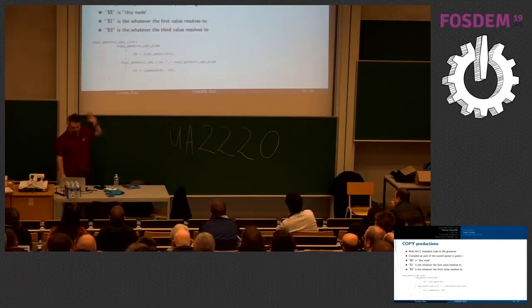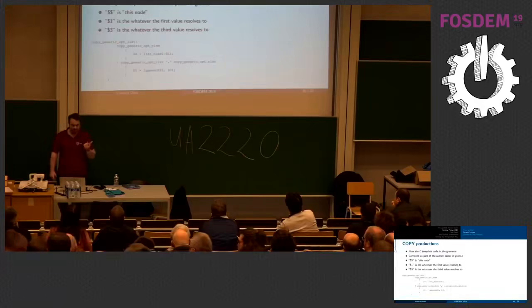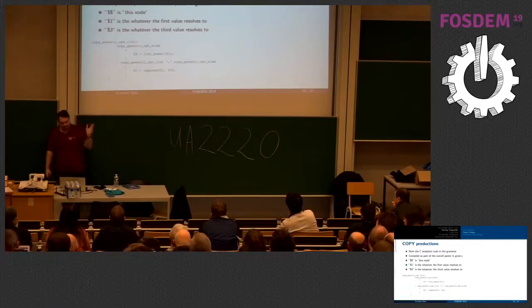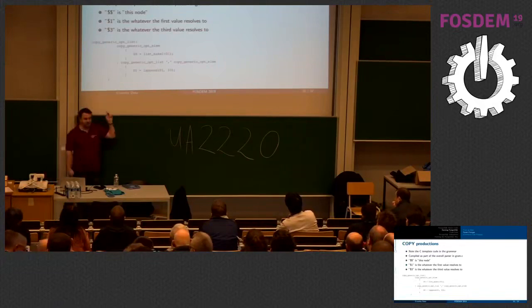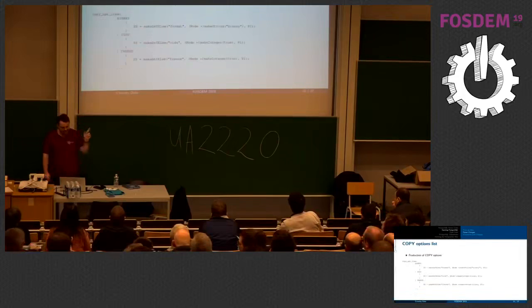All right, so I think we actually came through a lot of this. This is kind of a summary of, right, we have C template code in the grammar. It's compiled as part of the overall parser into gram.c. $$ is this node, $1 is blah, blah, blah. We talked about this stuff, right? Everybody get it? No. All right.